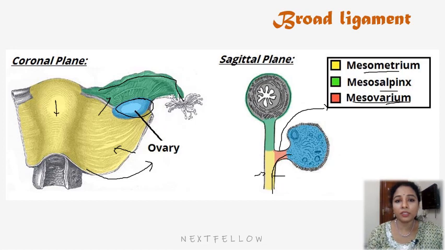So mesosalpinx and meso-ovarium, I hope you understood. And the suspensory ligament of ovary contains the ovarian artery, which you can remember as nerve, artery and vein. So NVB, the ovarian neurovascular bundle: ovarian artery, vein and nerves, and the ovarian ligament of uterus, which is the remnant of gubernaculum in the embryo. So these are the contents of the meso-ovarian fold of peritoneum, which lie at the base of the broad ligament.